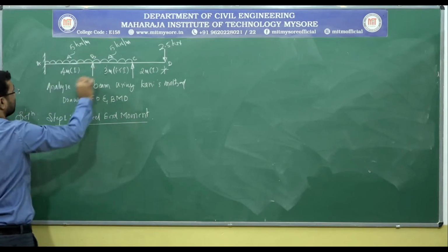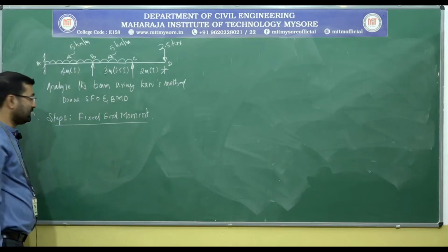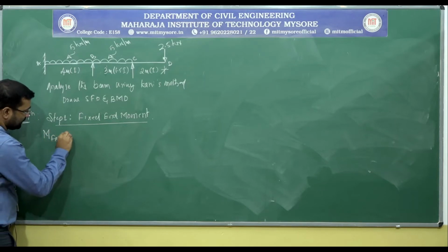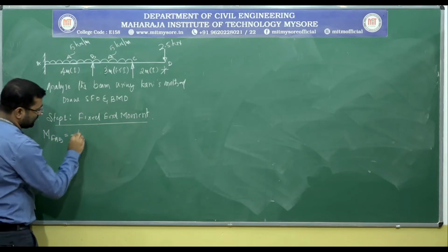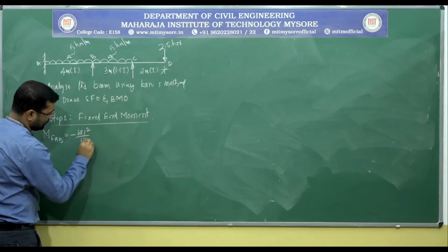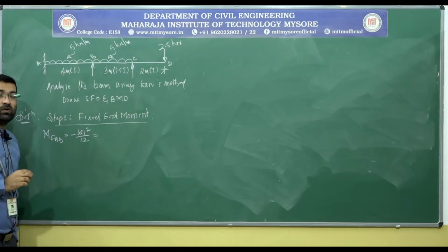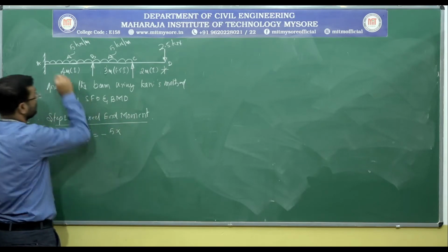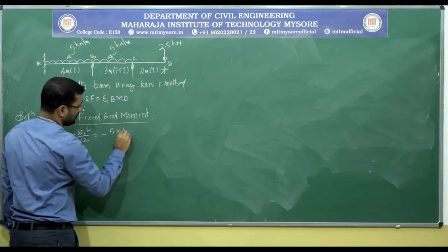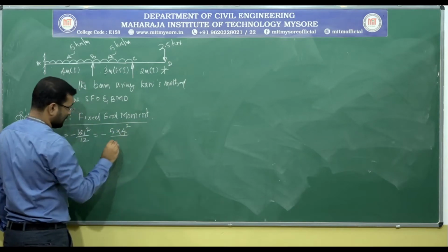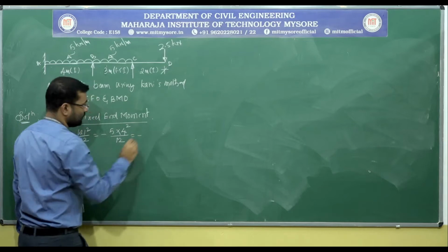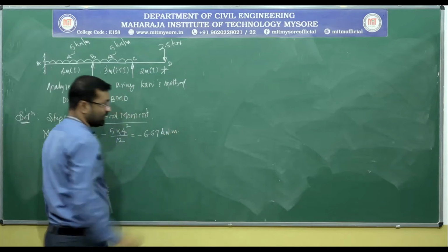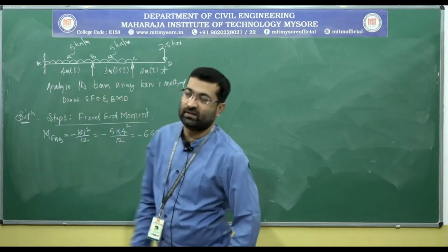For this span we are going to calculate the fixed end moments, that is MFAB equals minus WL square by 12. Here W, the load on the span, is 5 kilonewton, so it is 5 into 4 square divided by 12, which gives you minus 6.67 kilonewton meter as the fixed end moment.